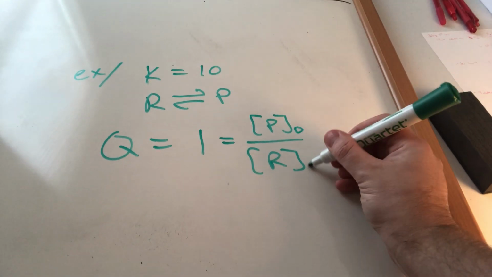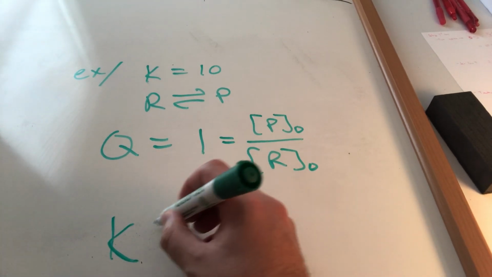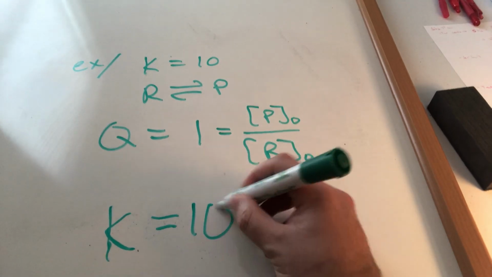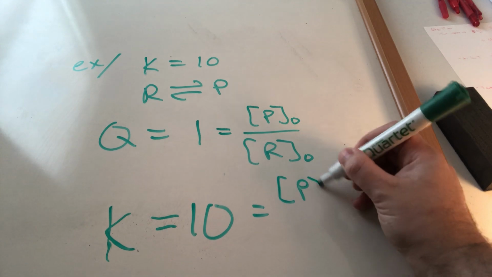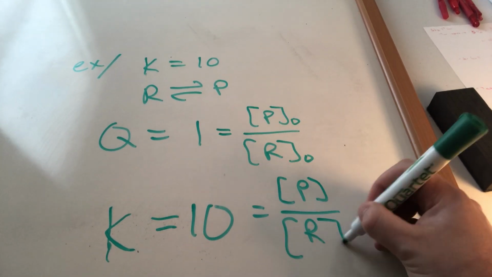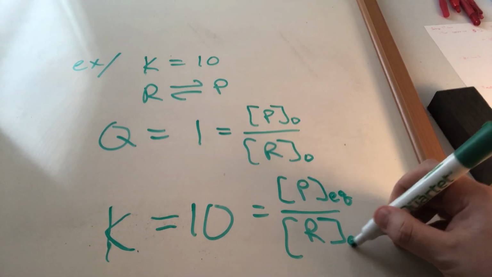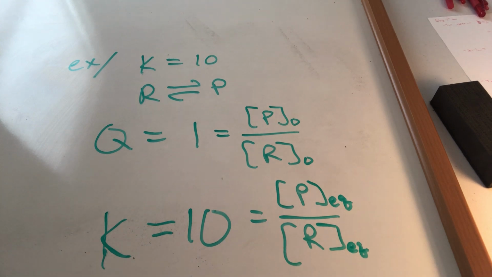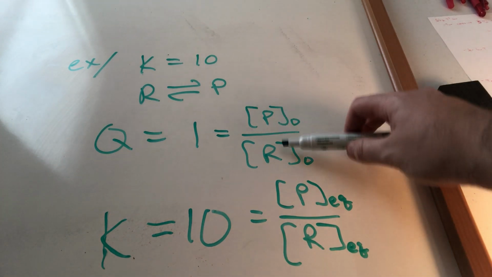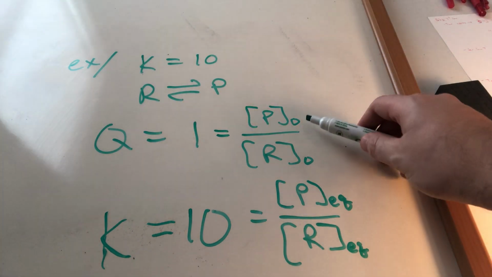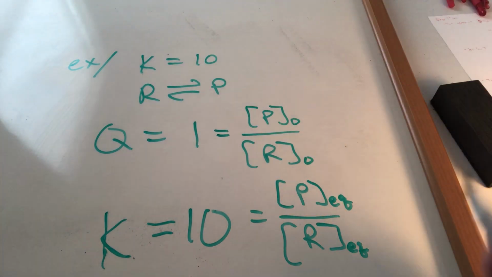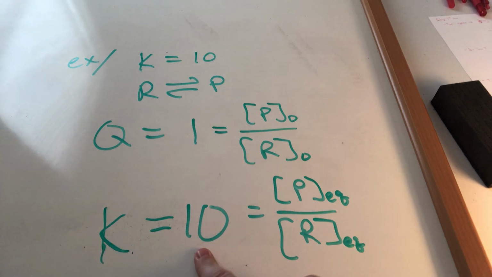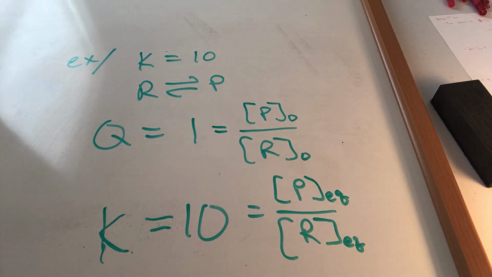This is my initial information. My K for this scenario is going to be equal to 10. And it looks like the exact same form. The only difference is, and I'm going to use the subscript EQ, that at equilibrium, this ratio is going to equal 10. So here we go. P over R to start with, because remember Q uses initial information, is 1. P over R, the goal, the target, what this reaction tells us should happen, should give us 10.